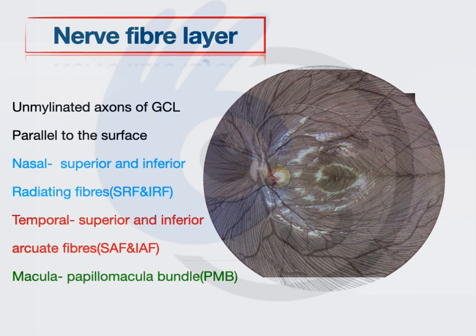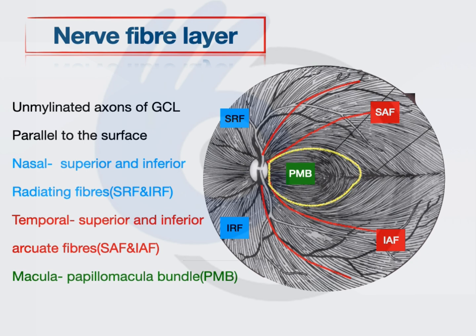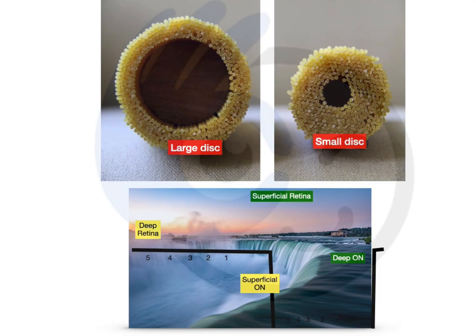The nerve fiber layer is arranged parallel to the surface of the retina. Depending upon where it arises, for example, the fibers from the nasal side are called superior and inferior radiating fibers. The fibers from the temporal sides are called superior and inferior arcuate fibers. The fibers from the macula are called the papillomacular bundle. In case of glaucoma, superior arcuate and inferior arcuate fibers are the first to get affected, whereas in case of non-glaucomatous optic neuropathy, this papillomacular bundle will get affected first. So this is how the nerve fiber layer is arranged around the disc.